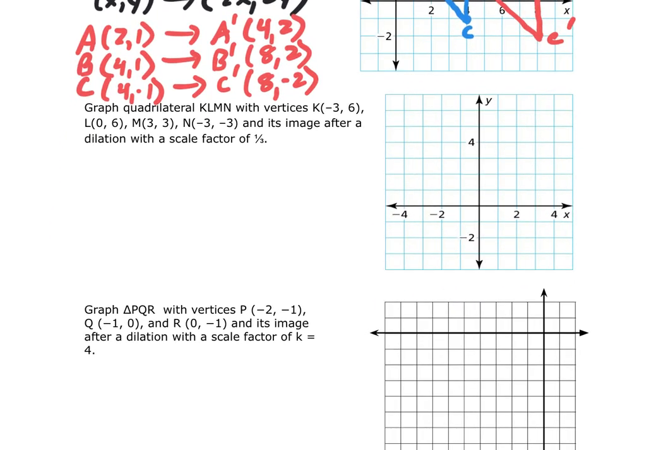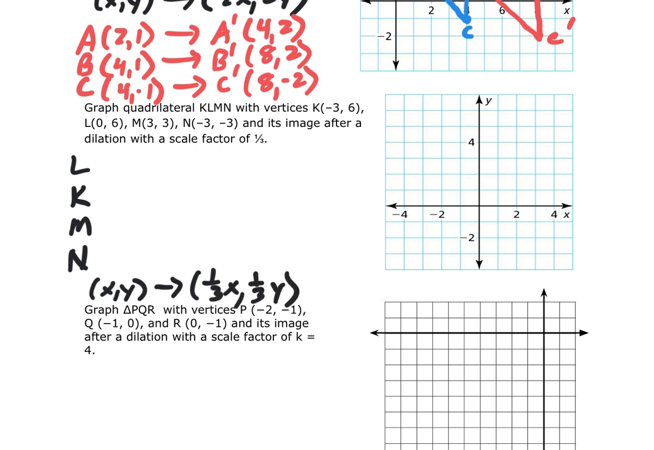All right, let's go down here. L, K, M, and N. I thought I had enough room there. Let's just do it down below. My rule here: x, y matches with 1/3 x, 1/3 y.